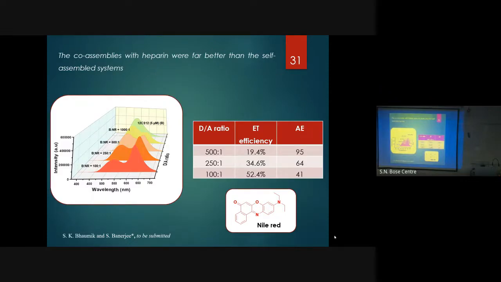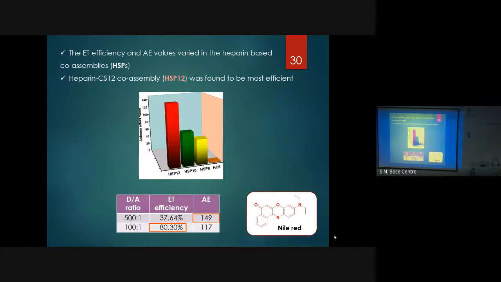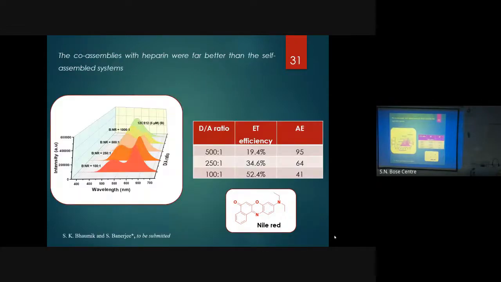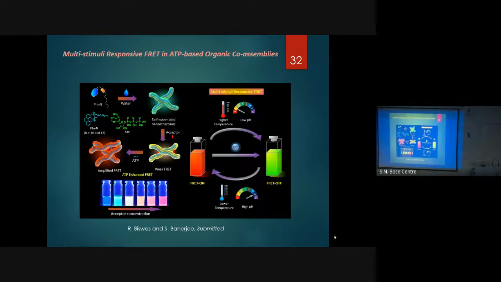We also did a control. Control means this molecule, even without heparin, also forms self-assembled structures, so we wanted to see whether these are also efficient. They also showed energy transfer, but this value of 52% is lower than what we could get with the co-assembly. So the co-assembled structures were better energy donors compared to the self-assembled donors only. I'll talk about another one, which is again on FRET, but this is based on a different molecule.